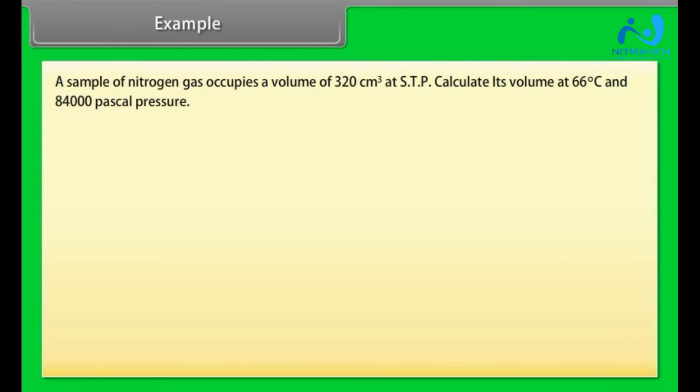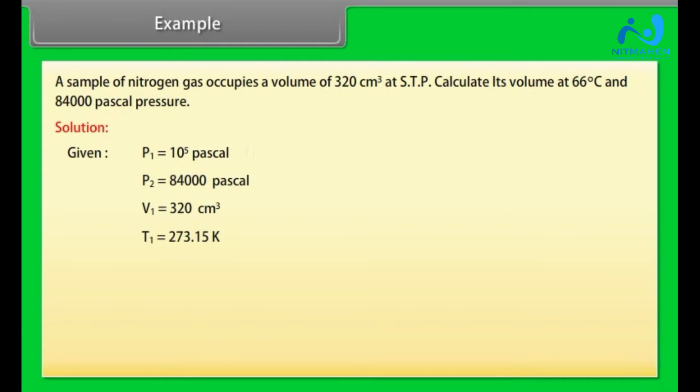Example: a sample of nitrogen gas occupies a volume of 320 centimeter cube at S.T.P. Calculate its volume at 66 degrees Celsius and 84,000 Pascal pressure. Solution: given P1 is equal to 10 raised to the power 5 Pascal, P2 is equal to 84,000 Pascal, V1 is equal to 320 centimeter cube, T1 is equal to 273.15 Kelvin, T2 is equal to 66 degrees Celsius, which is 66 plus 273.15 Kelvin, equal to 339.15 Kelvin. We have to find V2.